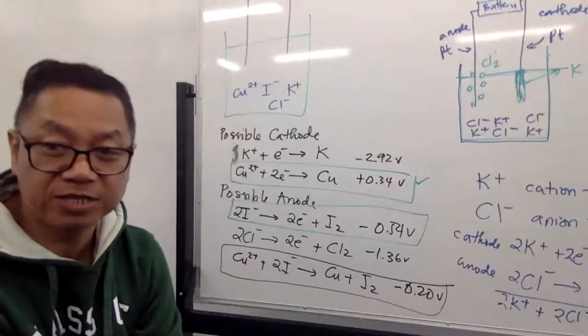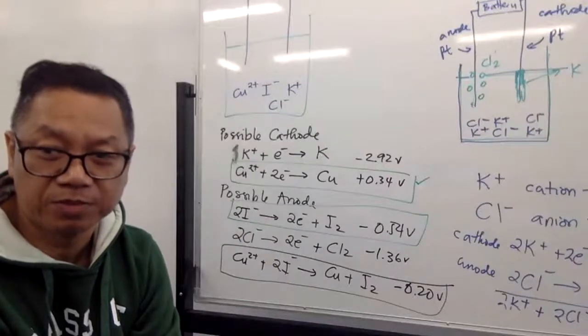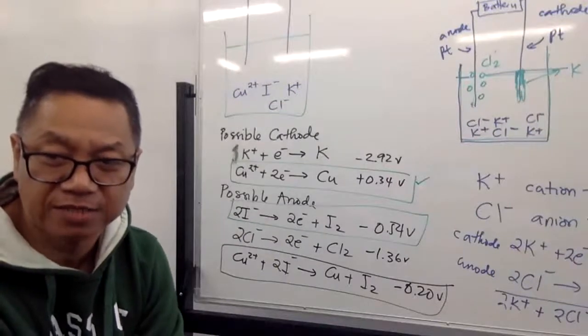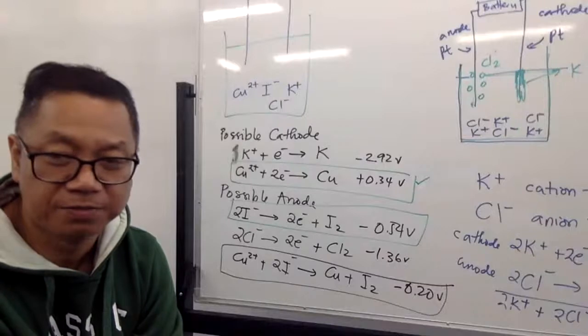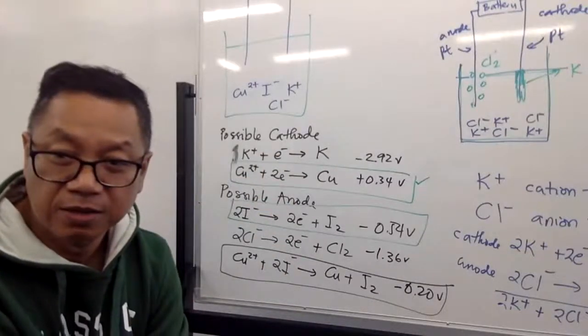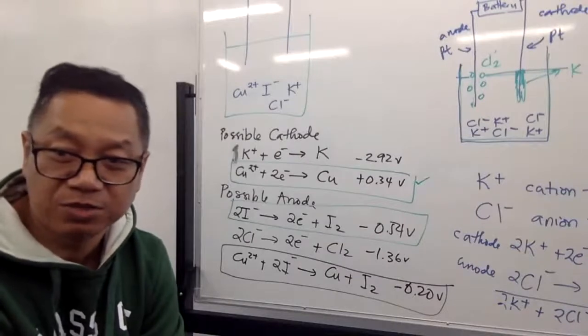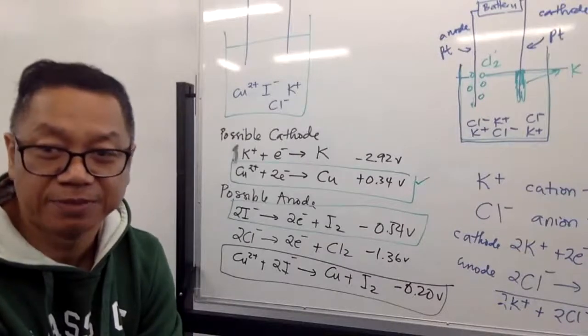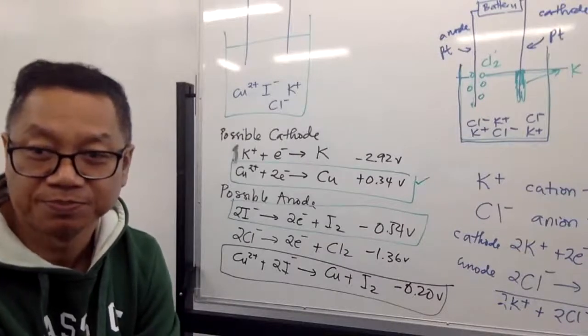If I wrote all the reactions, did I decide the cathode and anode? No, it's not a problem. You can write all your reactions, and then what if they equal 0? If it's equal to 0, it will not happen. It's at equilibrium.